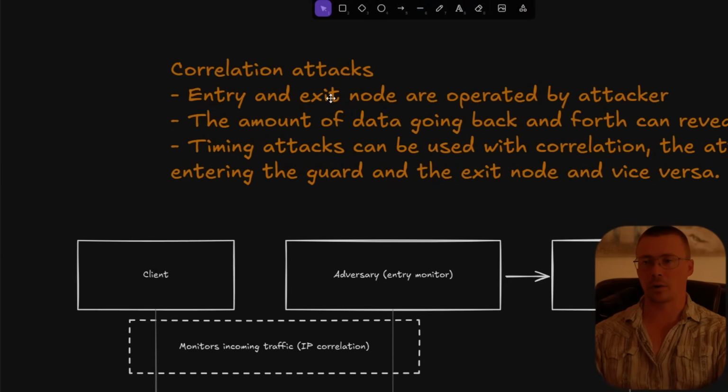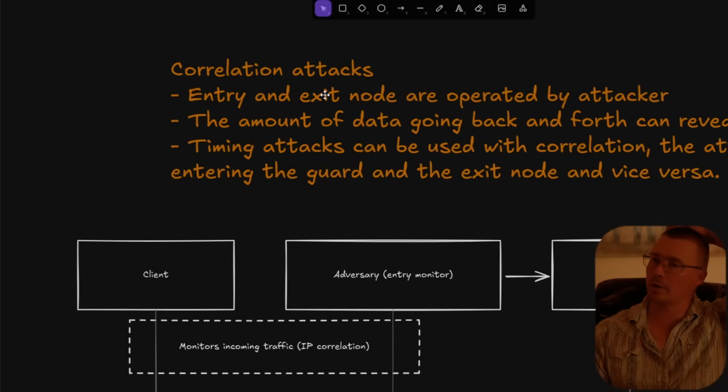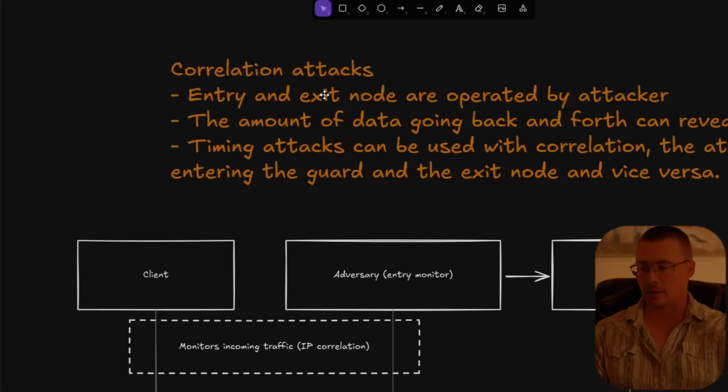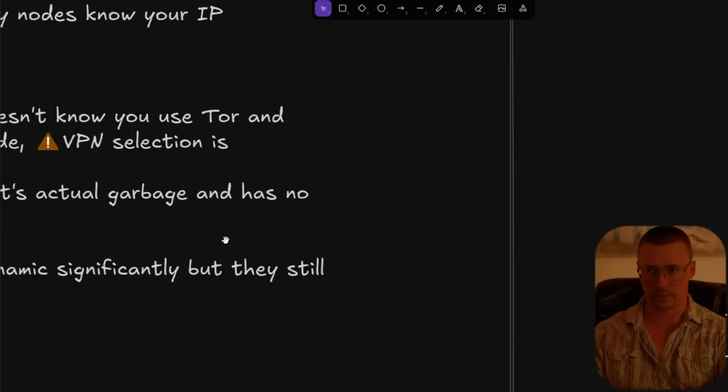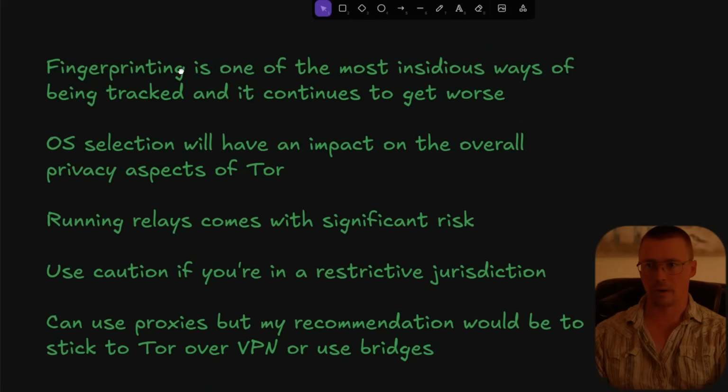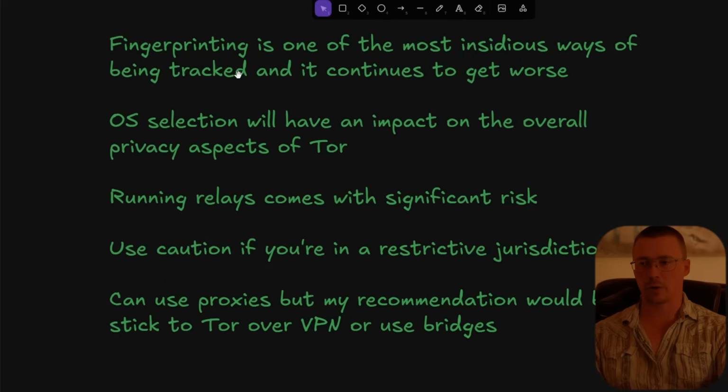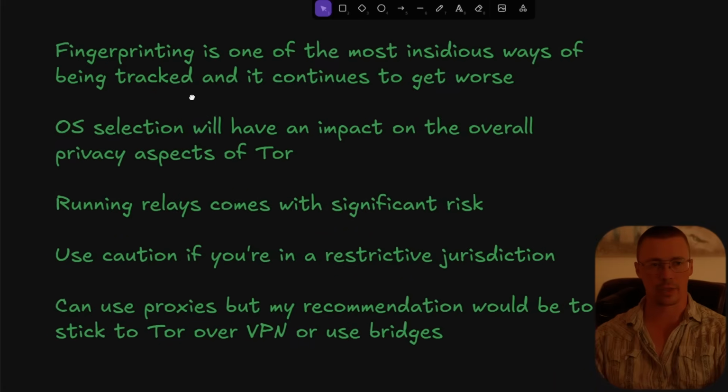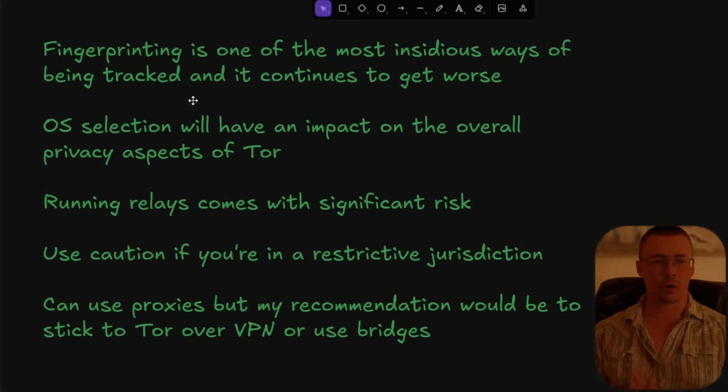Sooner or later, a person could end up in a scenario where they're visiting, let's say, a website, and they're going through the entry and exit node that are operated by intelligence agencies. That is something to be aware of. Let's cover some final things here, and then we're going to open up the Tor browser and go through some configuration settings on there. So fingerprinting is one of the most insidious ways that people are being tracked online.